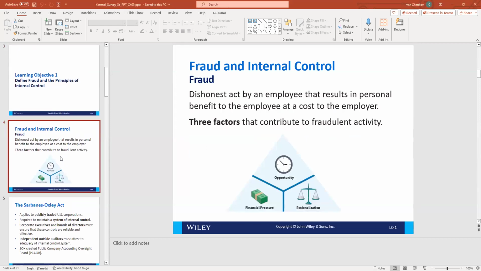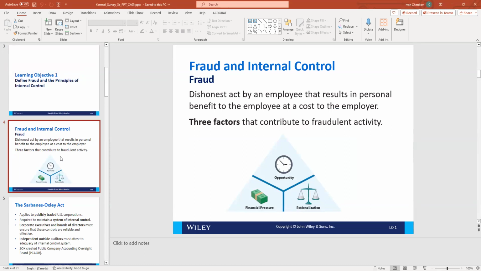Fraud is a very interesting thing. In general, it is a dishonest act done by an individual. It can be an employee, which results in personal benefits for the person or the employee at the cost of somebody else. Most likely that will be the employer.